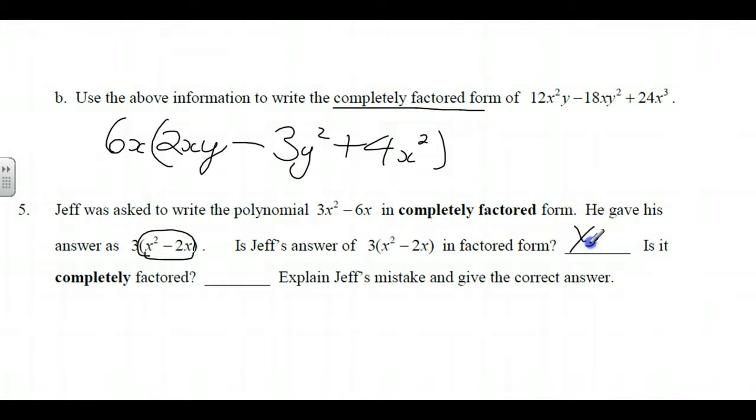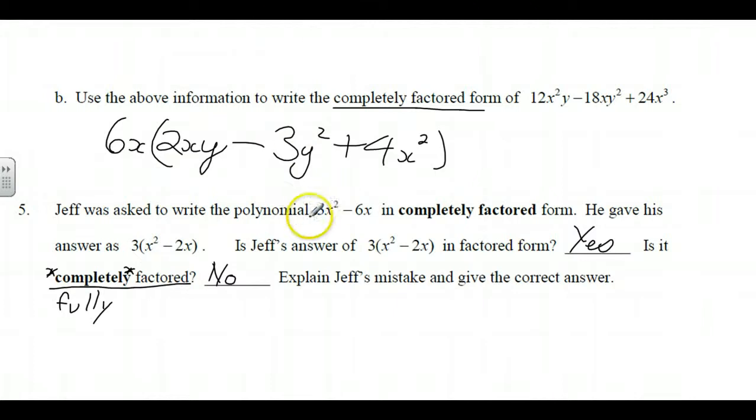So is it in factored form? Yes. Is it completely factored? No. And whenever we say factor, we mean completely factored. Okay? So understand that. Whenever you see the word factor, you need to think completely or fully factored. Explain Jeff's mistake. So his mistake was that he did not take out an x.